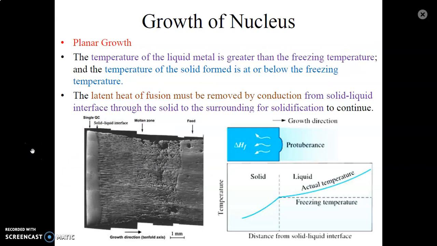So here from this figure you can see planar growth. The temperature of this liquid metal is greater than the freezing temperature, and the temperature of the solid form is below the freezing temperature. So here different phases have been shown in this figure. The latent heat of fusion must be removed by conduction from the solid-liquid interface through the solid to the surrounding for the solidification to continue. So here it is shown in the figure.